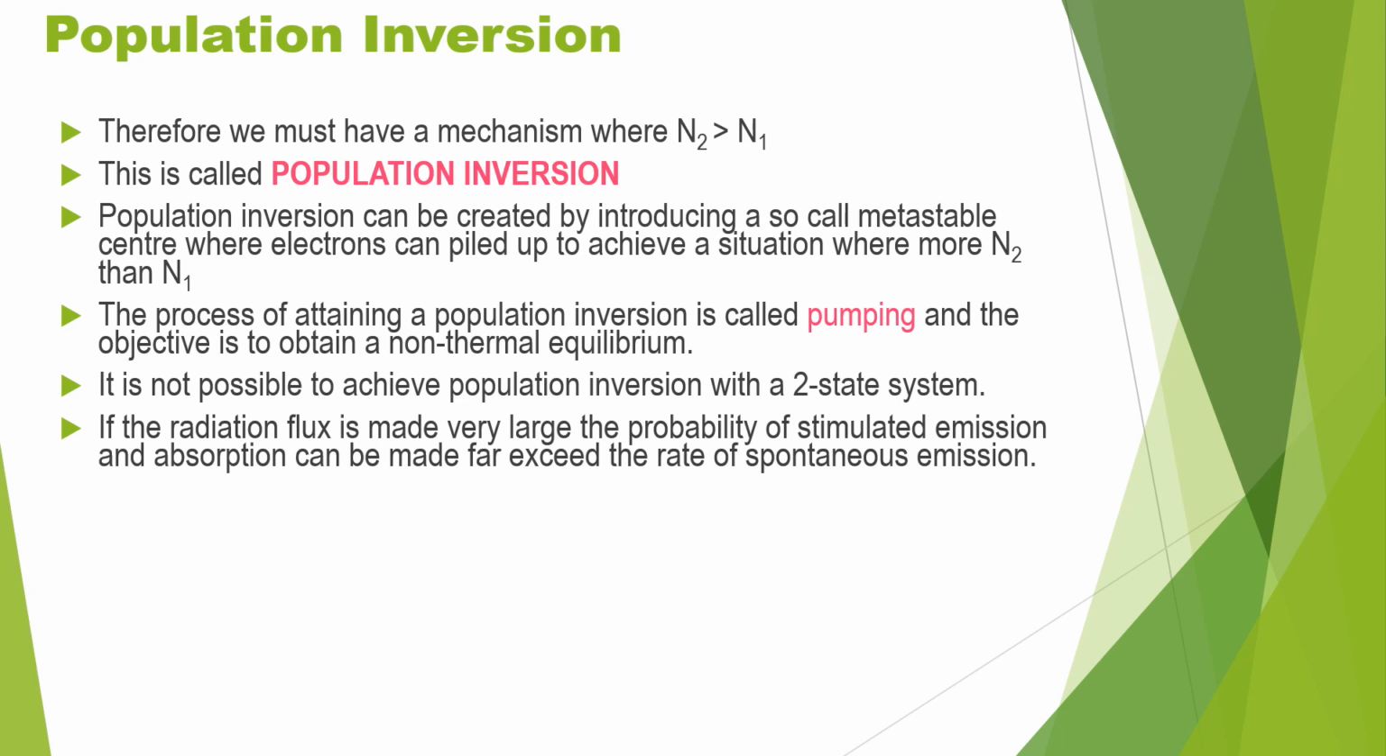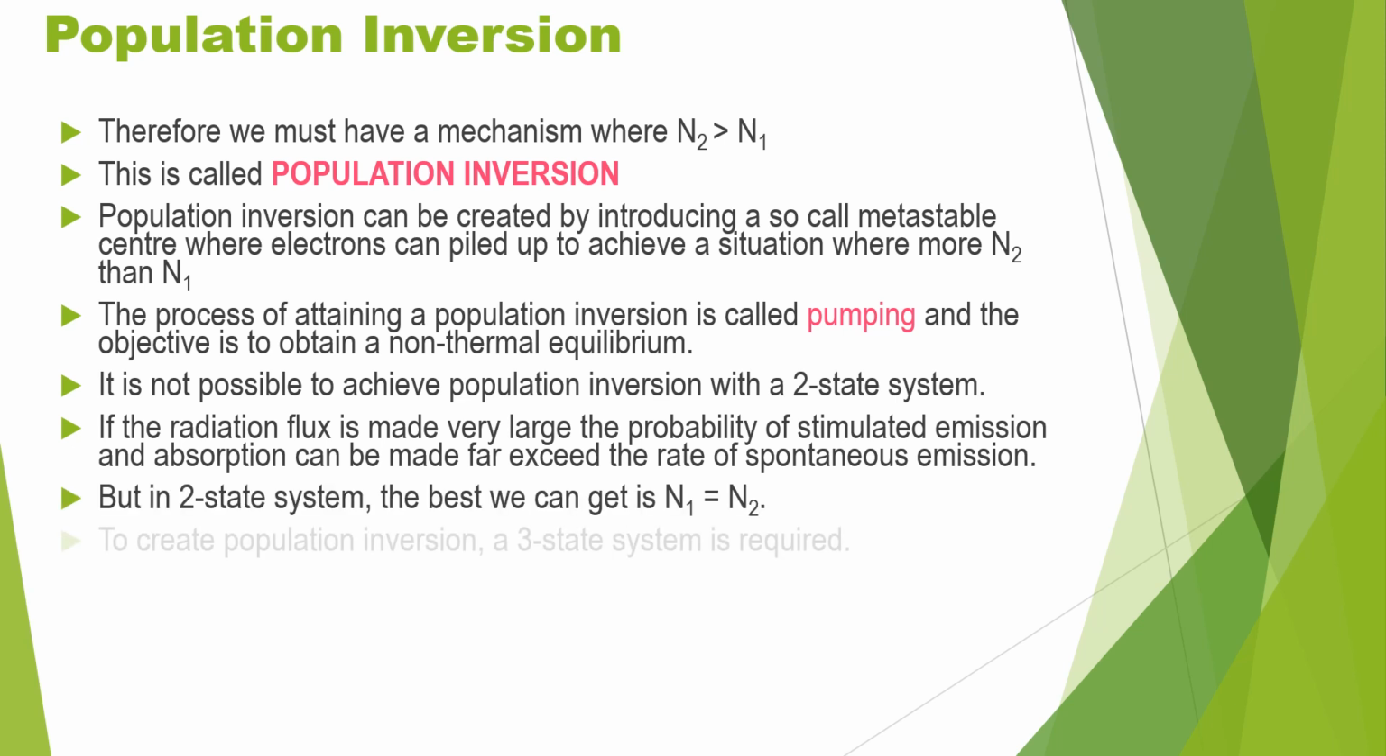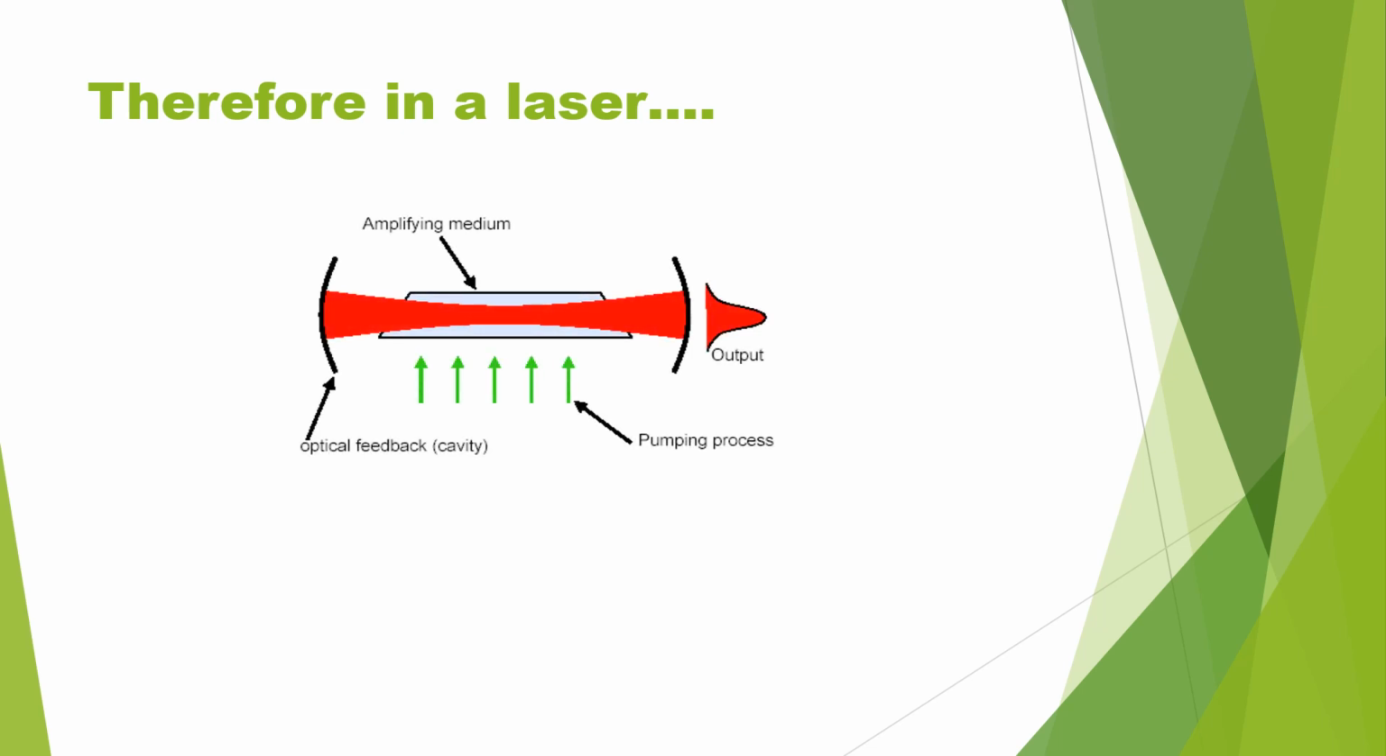And this is the basic requirement to achieve stimulated emission as compared to the spontaneous emission. Or as Einstein explained in the Einstein coefficient relation, spontaneous emission should be low as compared to the stimulated emission. Einstein has already given that expression. These are the requirements for population inversion. Therefore, in a laser, the arrangements which we are going to discuss in the devices should be like this. This is the basic diagram. Here, the first thing is the pumping process.